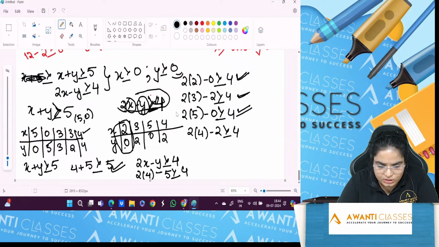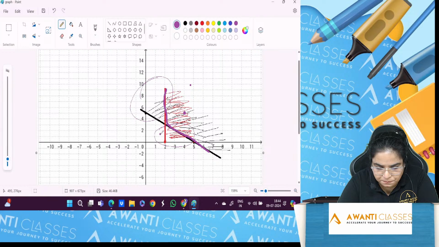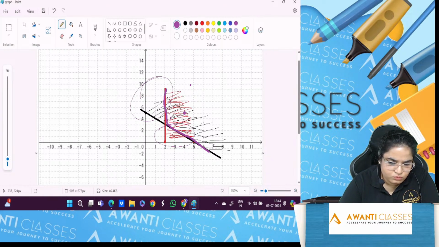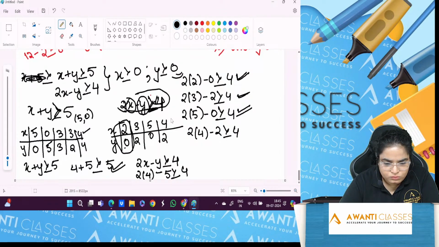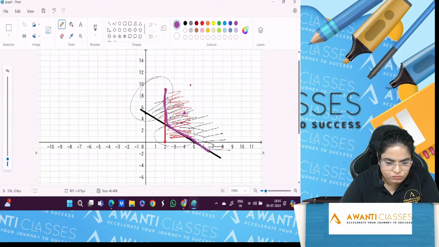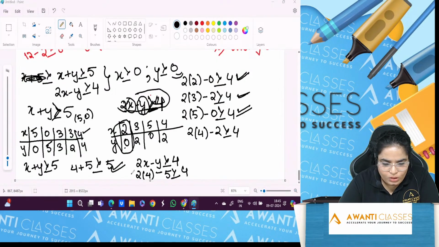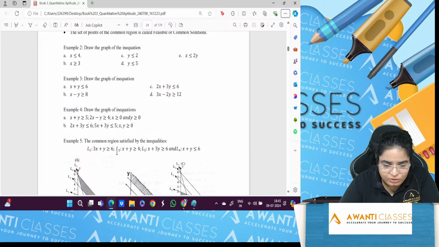Let us try with some other point maybe. Let us try it with some other point maybe. Okay. Let us try it with the second example and see what's happening.